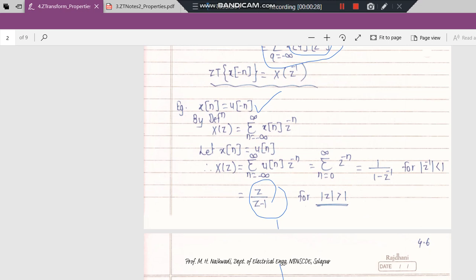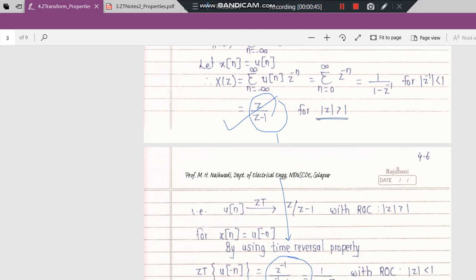If you substitute in the Z transform equation to find the Z transform of u of n, then we get 1 upon 1 minus Z raised to minus 1, for mod of Z greater than 1. So this is the Z transform of the signal u of n, but actually we are asked to find the Z transform of u of minus n.